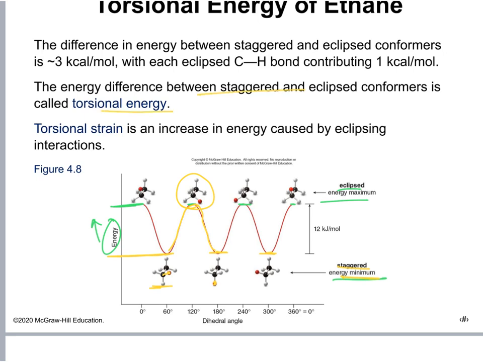Now, to go between staggered and eclipsed, this is called torsional energy. Like, touch your toes, rotate your body. That's torsional. You know, it's got a torque. Torsional strain increases when you have to go through those eclipsing interactions. Now, what if these are not hydrogens? What if they're big methyl groups? That's when torsional energy is a big deal. The energy difference between staggered and eclipsed conformation when you're just dealing with C-H is about 3 kilocalories.